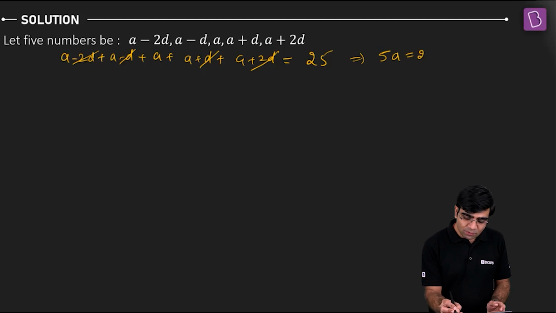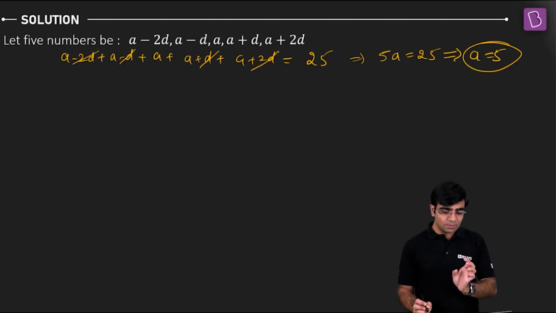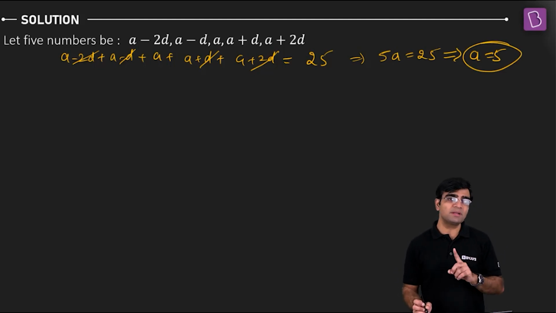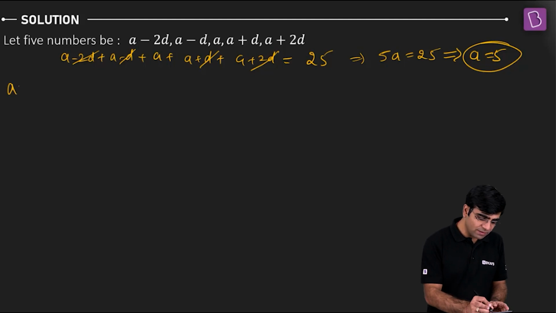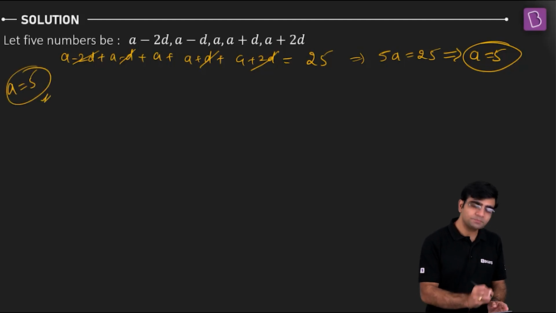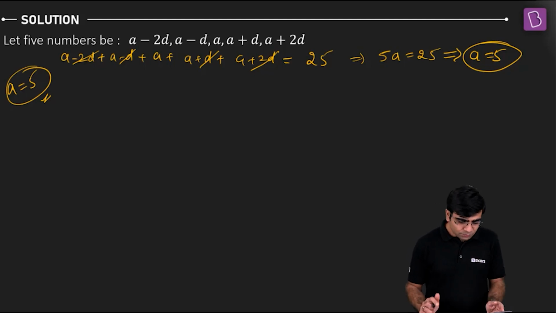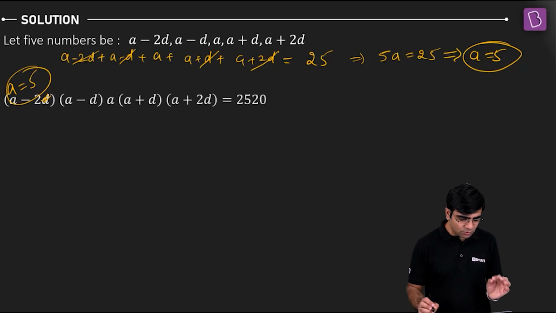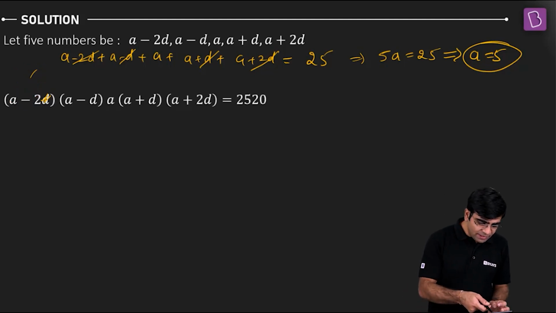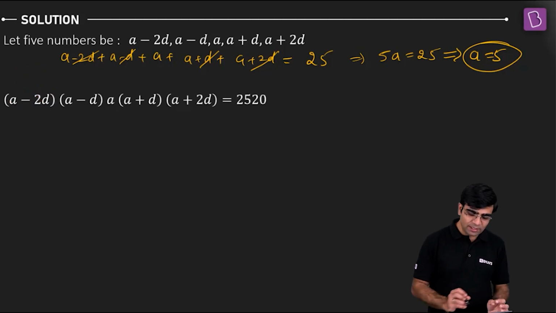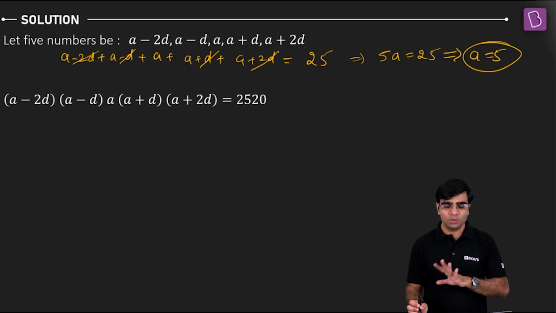So if I have 5a equal to 25, what can I say? I can say that my a value turns out to be 5. So the middle number, not the first one, the middle number turns out to be 5. Okay, perfect. So I have a equal to 5 here. Sorted. Now they're saying that the product is equal to 2520, right? That's what we know. So let's try to create the product here. So the product is nothing but a minus 2d, a minus d, a plus d, a plus 2d equal to 2520.